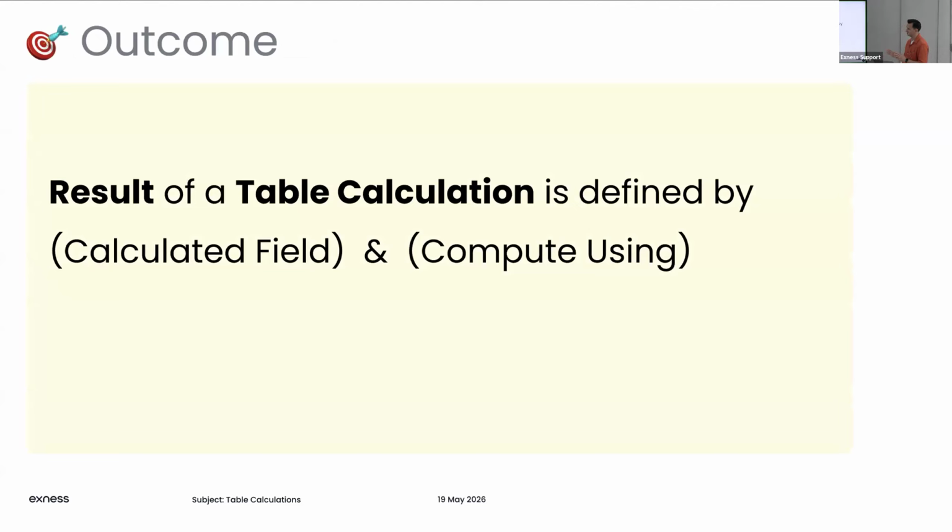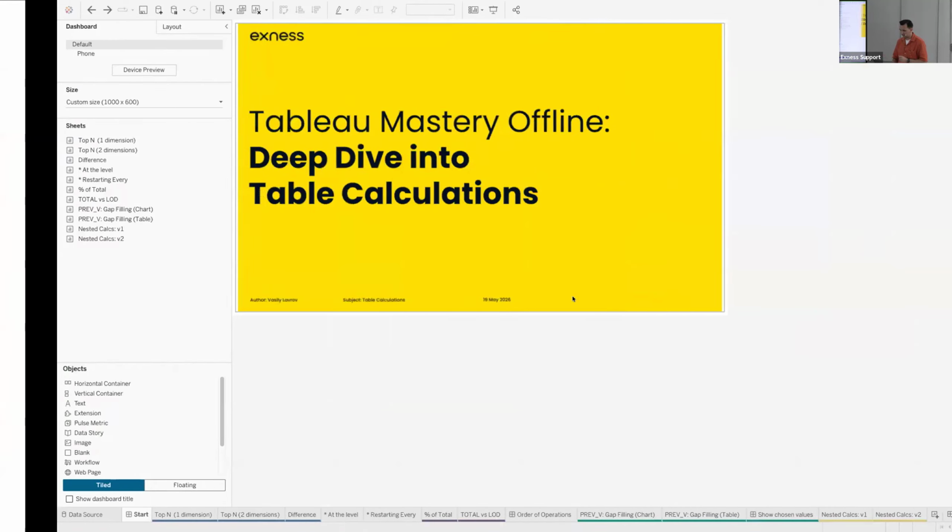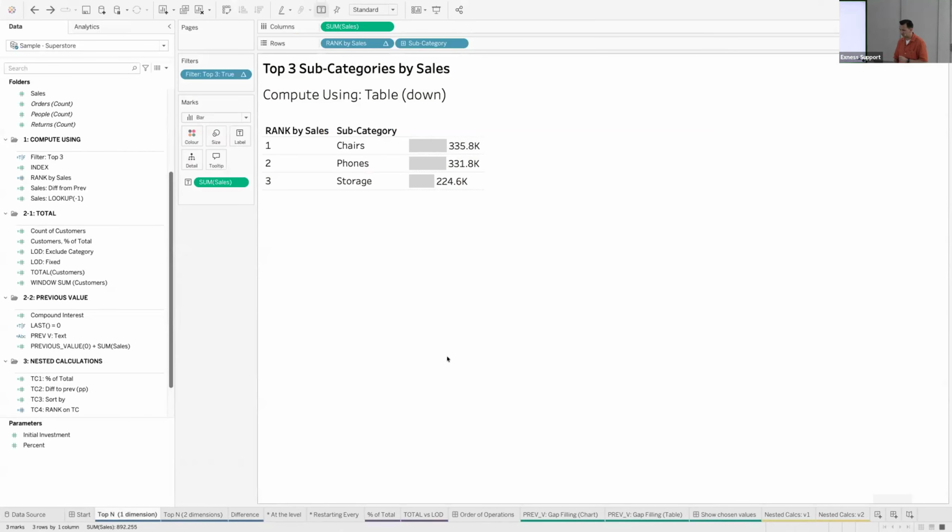Presentation just started, but I already want you to see this idea and to keep it with you when you go home. Table calculation, its result is defined by two parts. First, calculate, and compute using. That's how you set order direction of calculation on your view. So, for example, one calculated field may return different results if you compute it in different ways. Let's go into Tableau Desktop, and I will show it here.